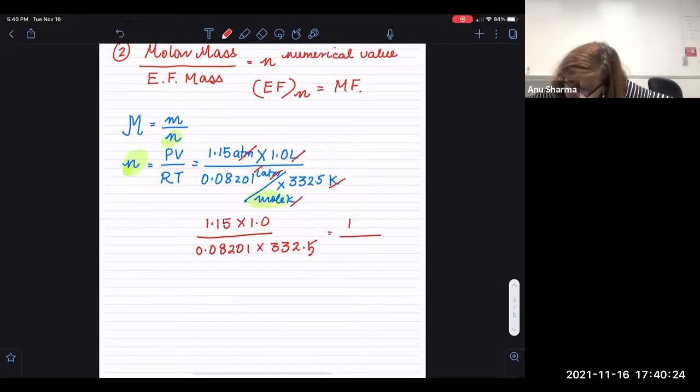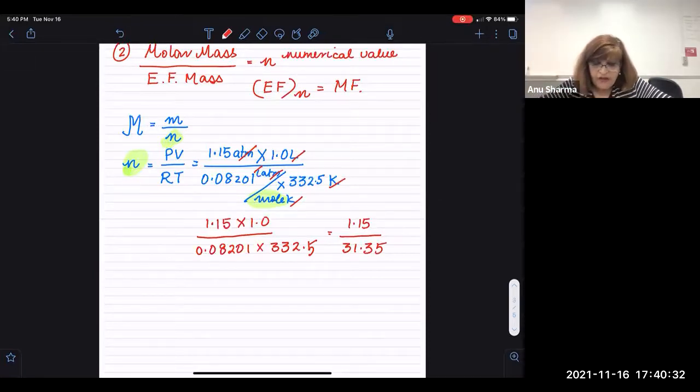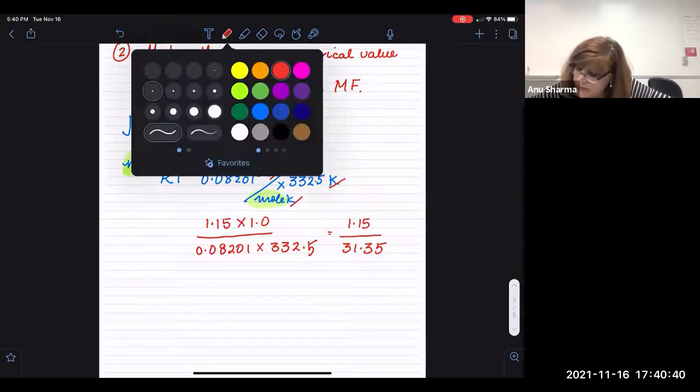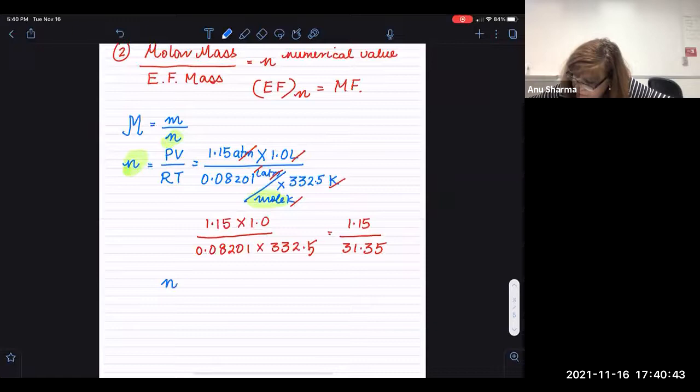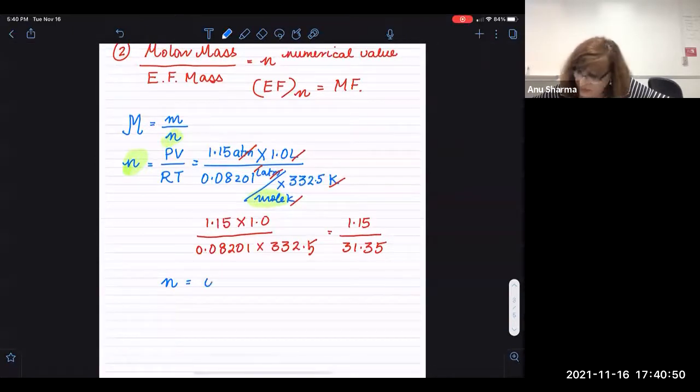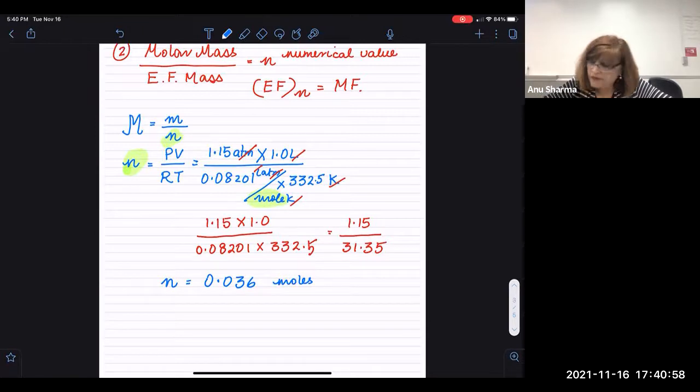So 1.15 divided by 31.35. 1.15 divided by 31.35, and that is equal to, so that's the value of N. Oh, you guys are getting 0.0421. I'm getting 0.036 moles. Just do this again.